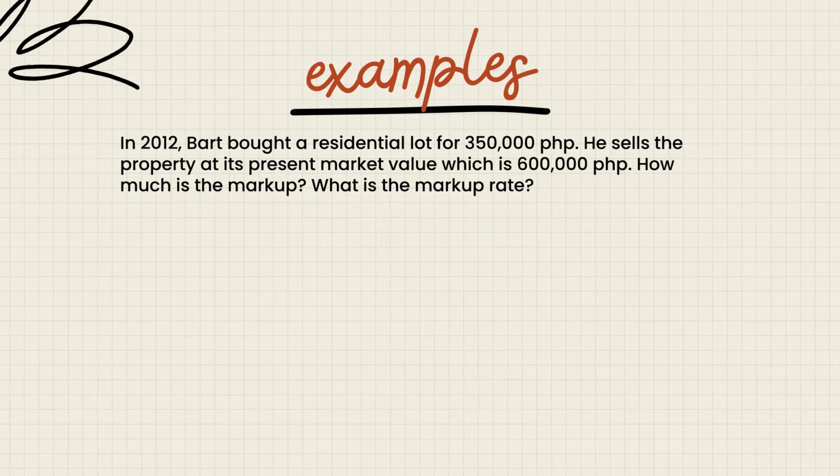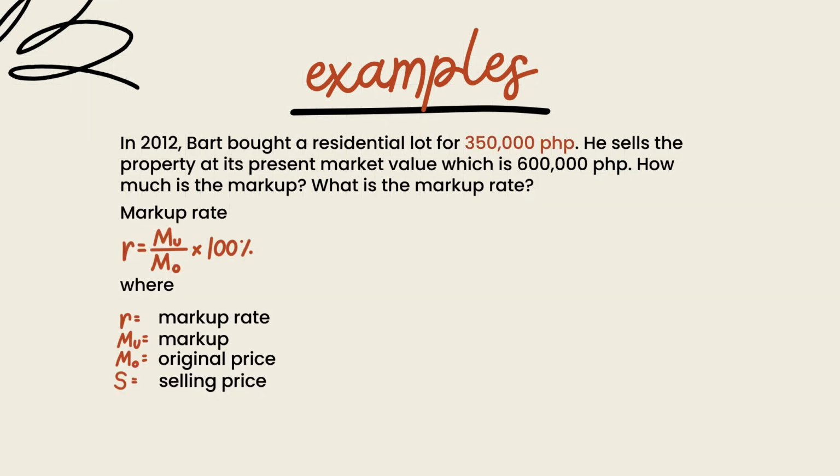Let's have another example. So in 2012, Bart bought a residential lot for 350,000 pesos. He sells the property at its market value price, which is 600,000 pesos. How much is the markup? And what is the markup rate? So first, let's try to remember our formula and what M sub U, M sub O, and S mean.